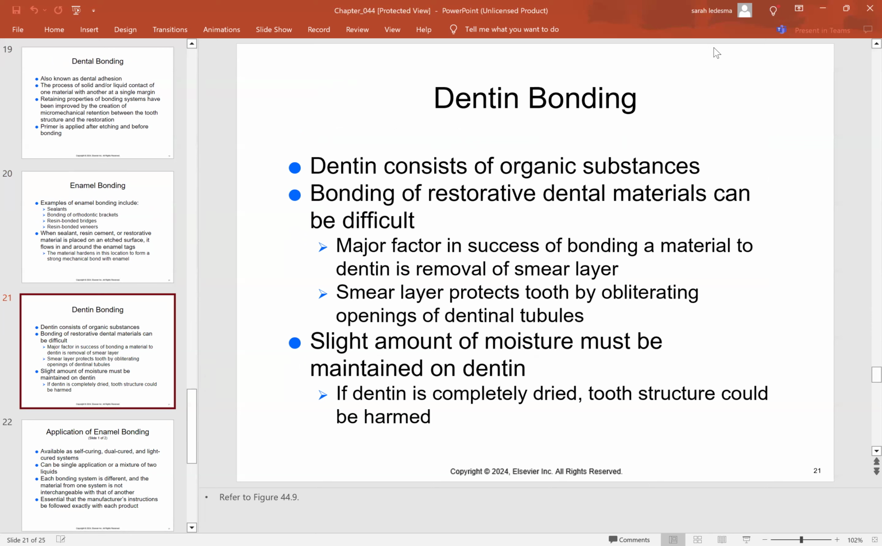Dentin consists of organic substances. Bonding of restorative dental materials can be difficult. A major factor in success of bonding material to dentin is removal of that smear layer with the etch. Remember that a slight amount of moisture must be maintained on dentin. If dentin is completely dried, the tooth structure could be harmed.